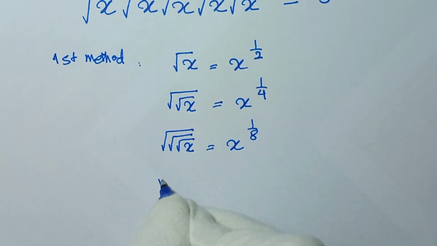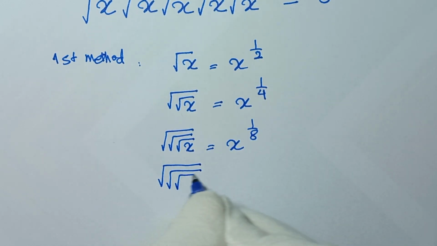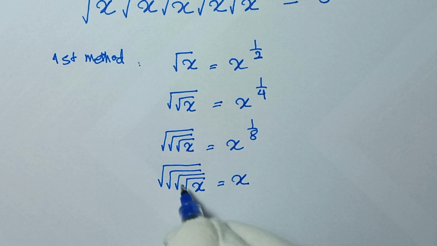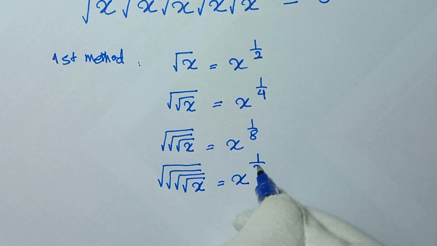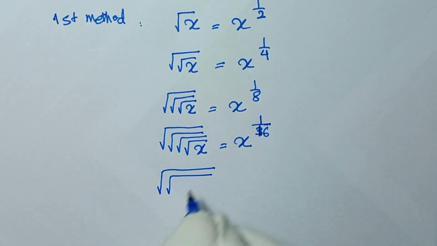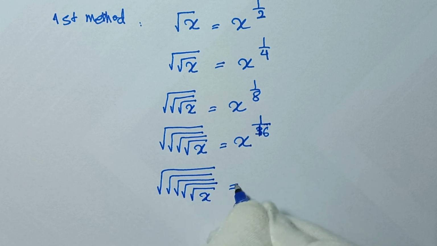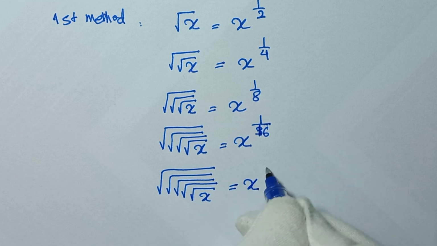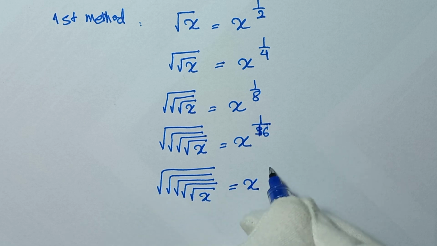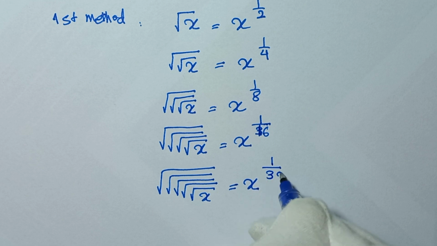And the next square root of x is equal to x to the power of 1 over 2 times 1 over 2 times 1 over 2 times 1 over 2, and it will be 1 over 16. And the last one, x to the power of 1 over 2 times 1 over 2 times 1 over 2 times 1 over 2 times 1 over 2, it will be 1 over 32, right?